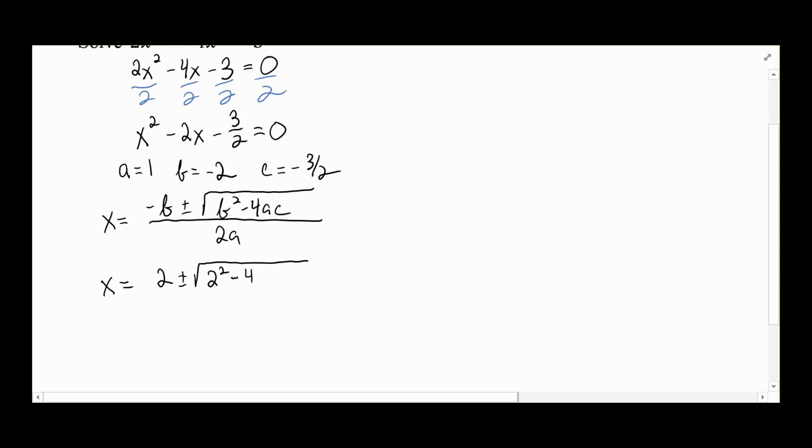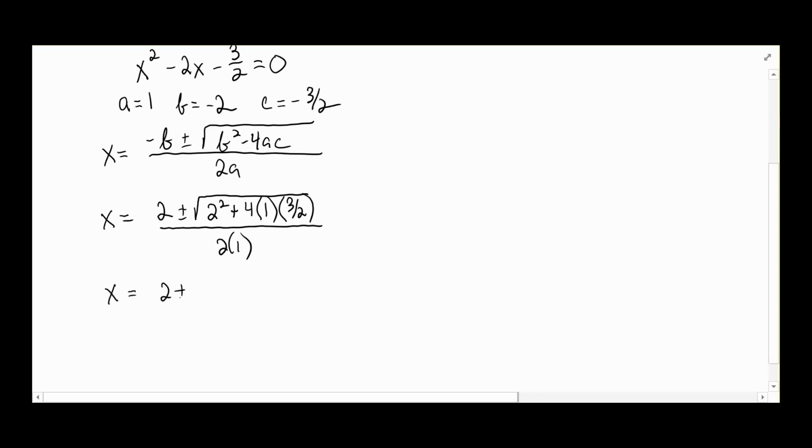Now we have minus 4 times a times c. Now our c is negative 3 halves. But notice what's going to happen here. We have negative 4 times negative 3 halves. What do you get when you multiply a negative and a negative? A positive. So instead of writing both negatives, I'm going to turn it into a positive right now, and just say it's positive 4 times positive 3 halves. Now this is all over 2 times 1.